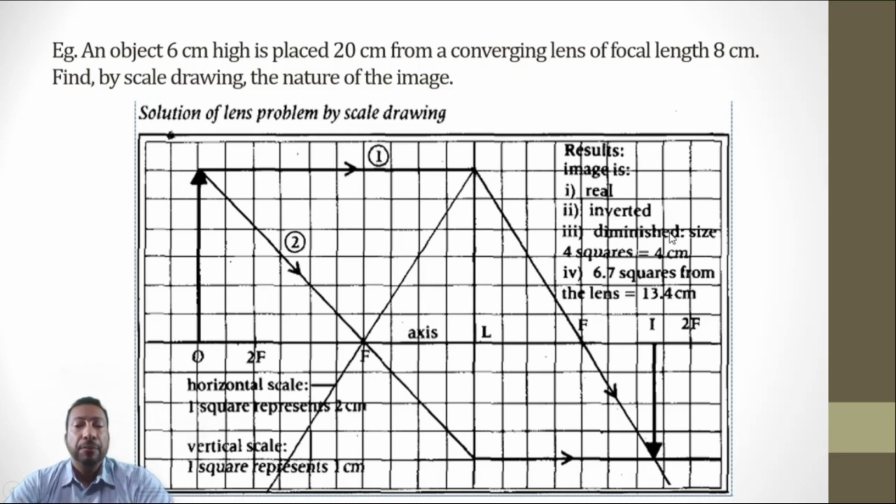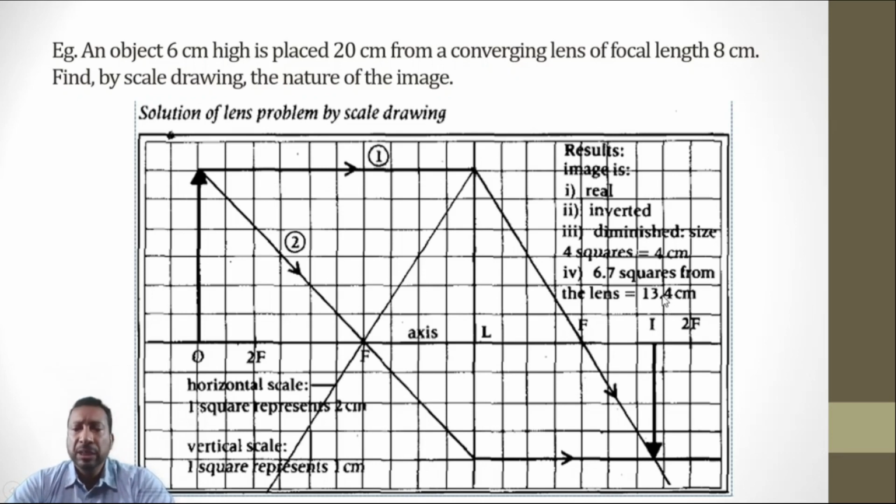And then, finally, I should know where it is. Is it on the same side of the lens as the object or on the opposite side of the lens as the object? So here I see it is obviously on the opposite side of the lens from the object, and in particular it is 1, 2, 3, 4, 5, 6, 6.7 squares away on the other side, and using my scale, 6.7 times 2 gives me 13.4 centimeters. So the image distance is 13.4 centimeters.